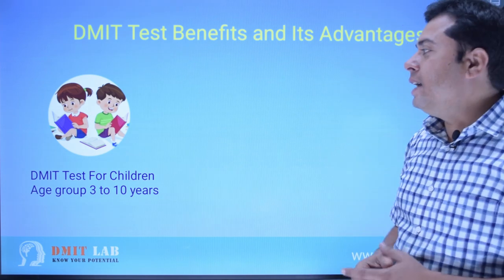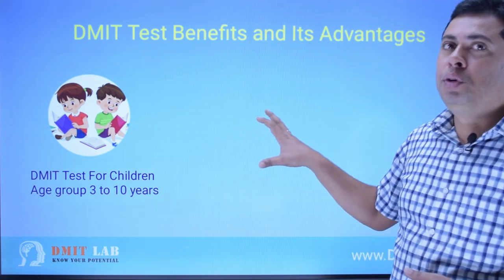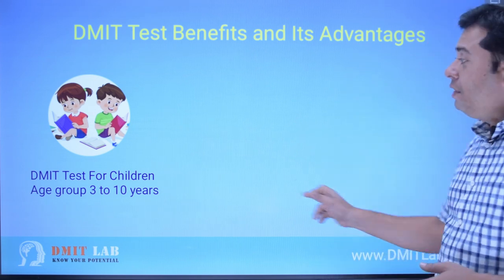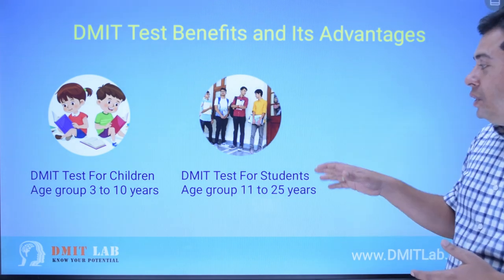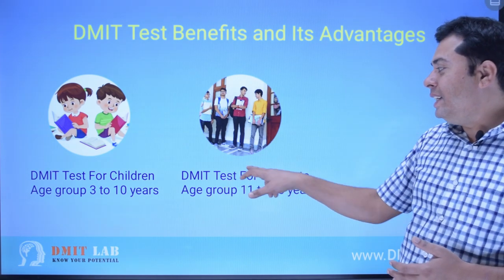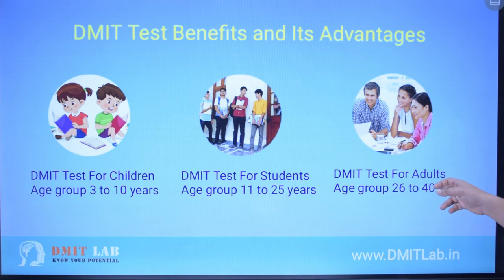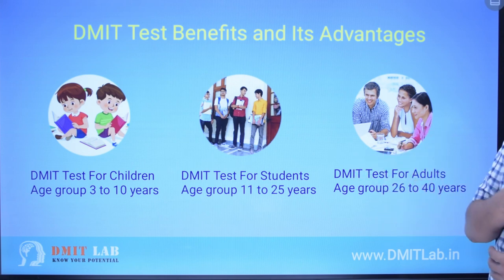The first category is children: the DMIT test for children, what benefits they get in the age group of 3 to 10 years. We have categorized the second age group as 11 to 25 years. This category is students, so here you will understand the DMIT test benefits for students. The third category is the age group of 26 to 40 years, and what benefits they get with these DMIT reports. We will discuss one by one, and then go through the step-by-step process.